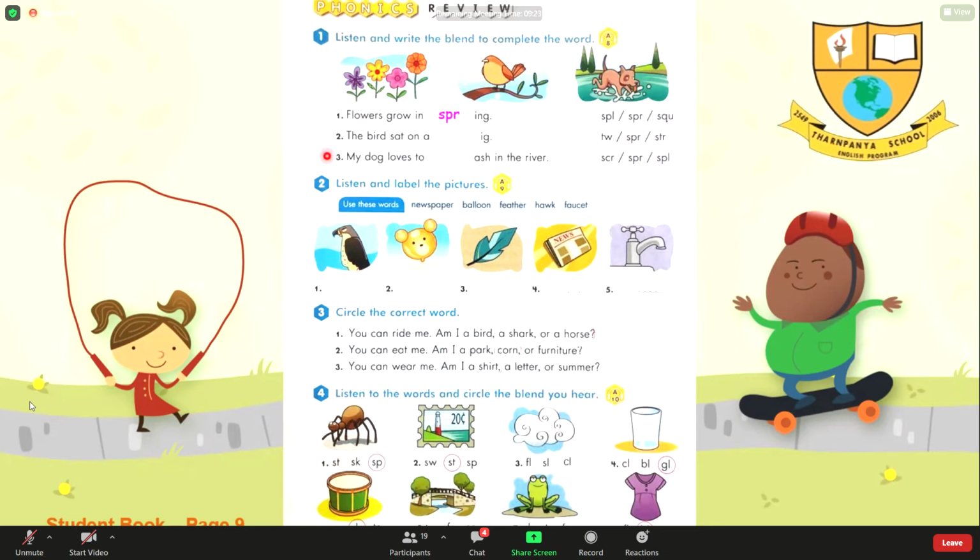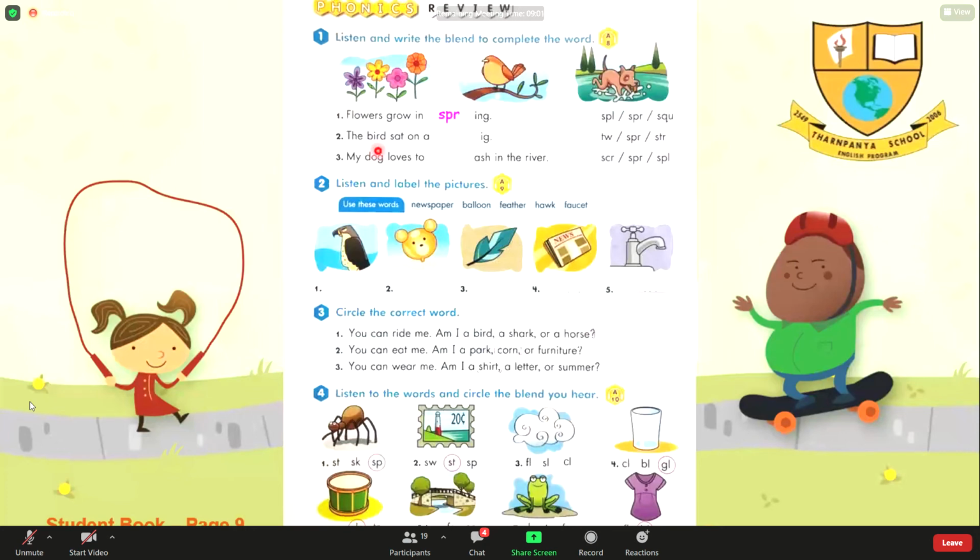Number 2. You can circle, but if you just write the letters here, it's fine. If you want, you can circle as well, but the important thing is that you write the letters in the blank space, all right?